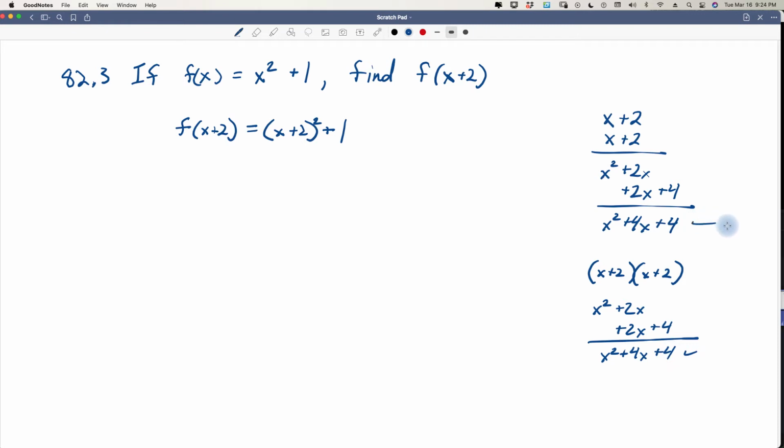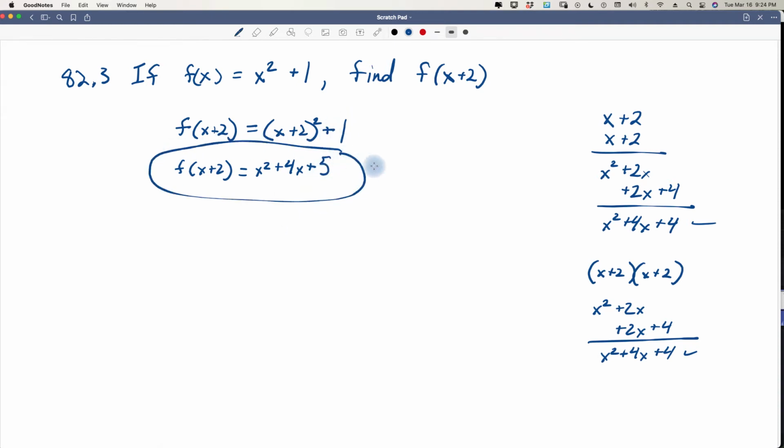Same answer for both, so it doesn't matter. So f of x plus 2 equals x squared plus 4x plus, and we have 4 and a positive 1, so we're just going to go ahead and add those together and make 5. And that would be our answer.